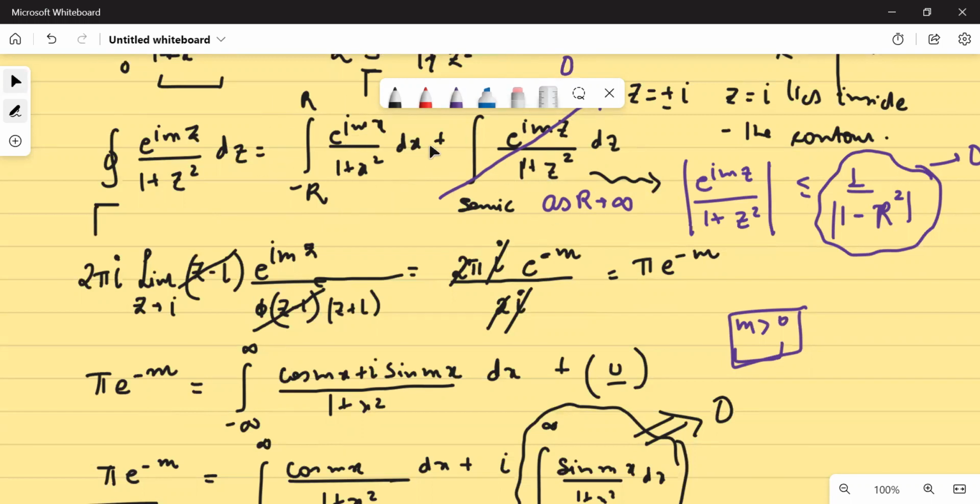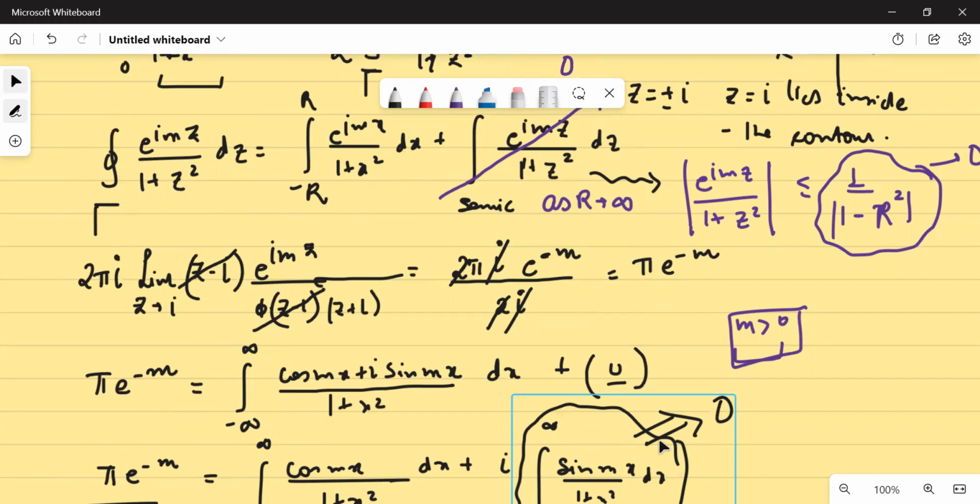And if you take the real part on both sides, this will give you cos mx upon 1 plus x square. Real part here will give you pi e to the power minus m. Just wanted to say that if somebody asks you this question, 0 to infinity sine mx upon 1 plus x square dx, what is the answer? Then it will come out as 0. Okay, is that clear?